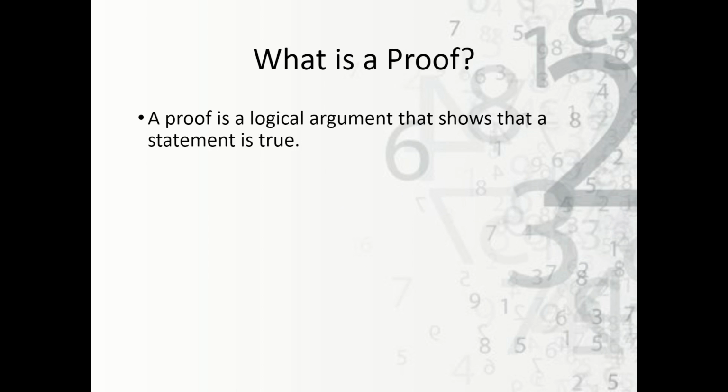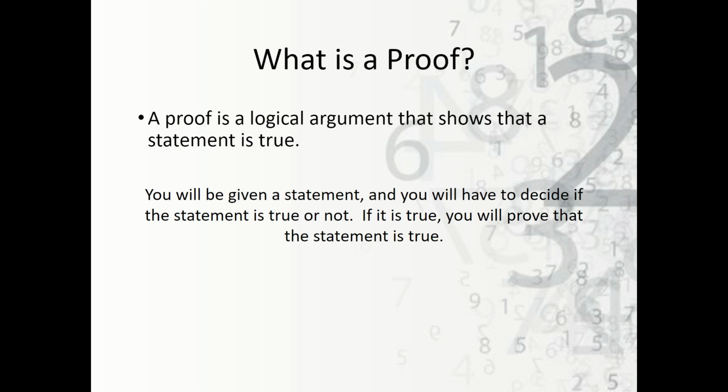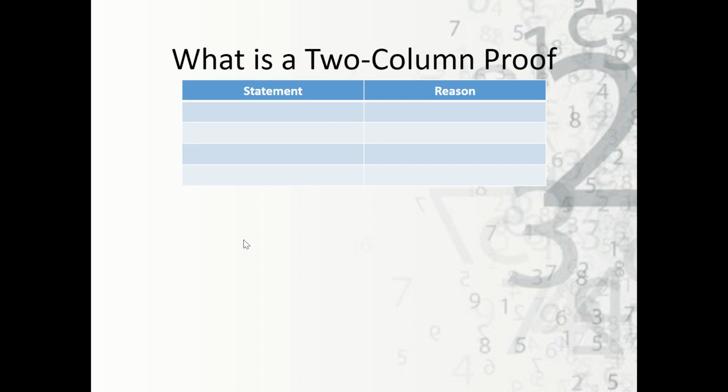Now, what is a proof? A proof is a logical argument that shows that a statement is true. So you'll be given a statement, and you will have to decide if that statement is true or not. And if it's true, you have to be able to prove that the statement is true. And to do this, we'll be using a 2-column proof.